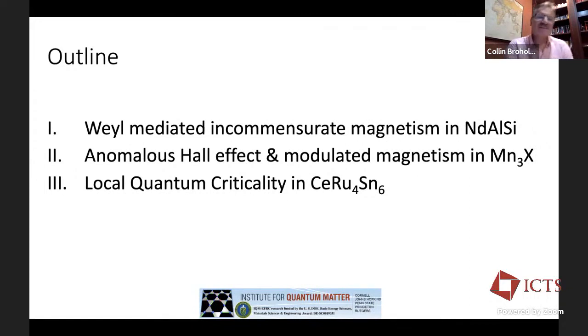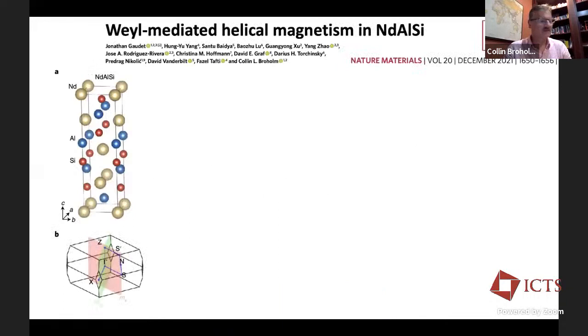And then finally, I'm going to go to perhaps the most extreme case, where we have 4f electrons, but they are forming some form of a local quantum critical state in a stoichiometric compound. We think that this may be related to the underlying topological character of the electronic band structure, though it's probably fairly speculative. However, we do have evidence, I think, for local quantum criticality in this material. So those will be the three parts of the talk.